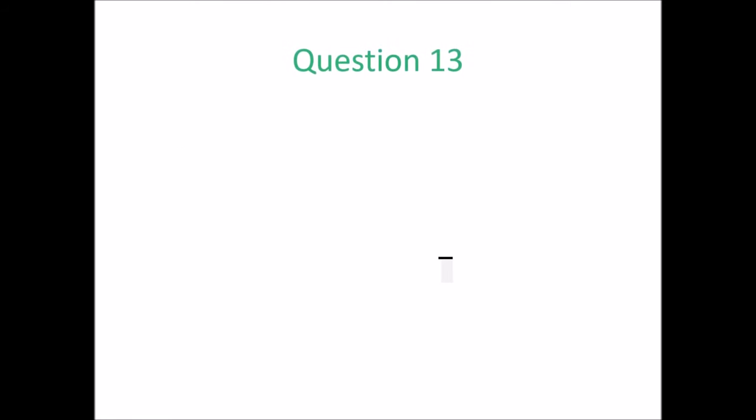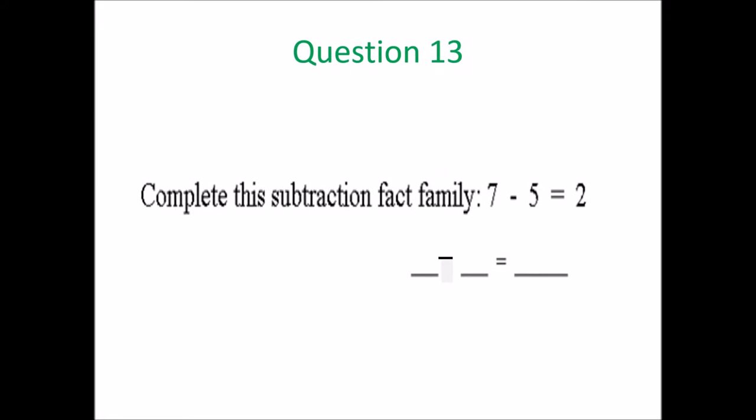Question 13. Complete this subtraction fact family. 7 take away 5 is 2. So 7 take away 2 is 5. Yeah, use the same numbers. Just switch them around.